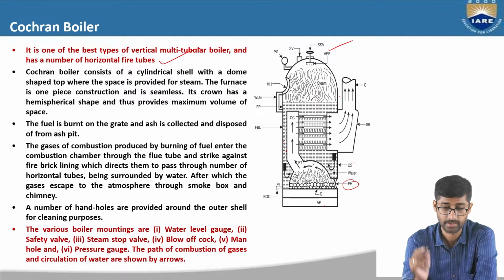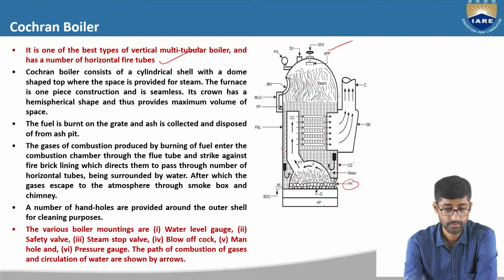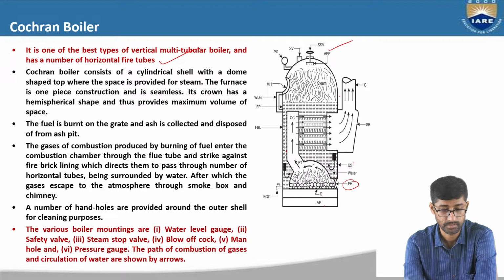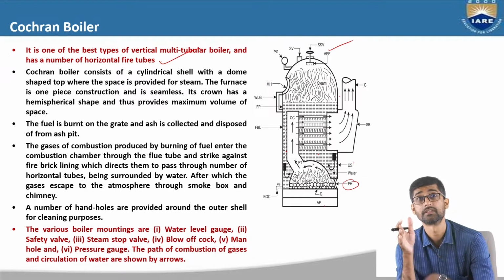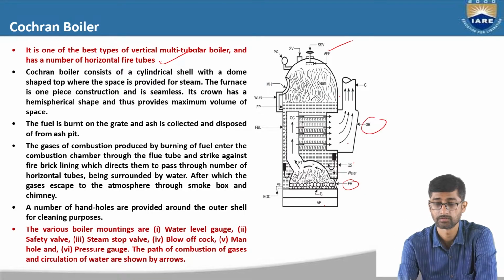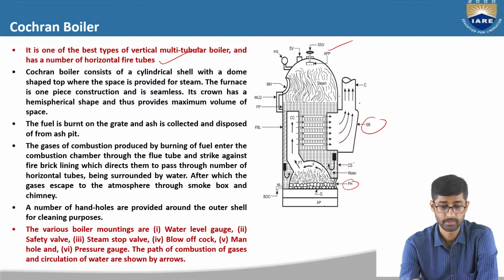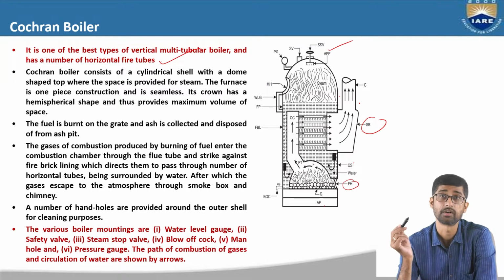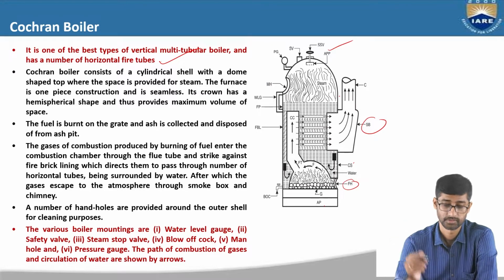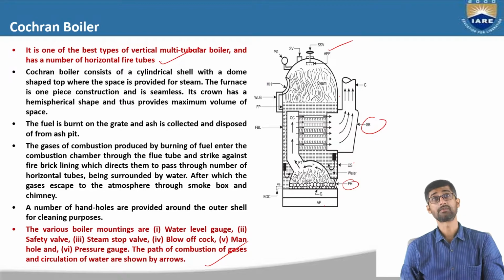Here, this is the fire brick line, and this line directs the gas to pass through this number of horizontal tubes, which are surrounded by water, right? After which the gas escapes to the atmosphere through this smoke box and the chimney, and a number of handholes are provided to clean the interior part of the boiler. So these are all the boiler mountings that we have already discussed. So this is all about Cochran boilers.